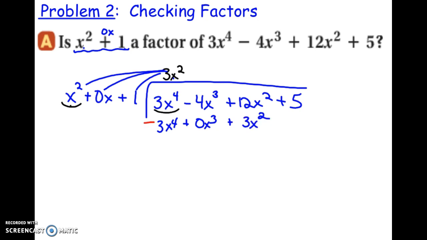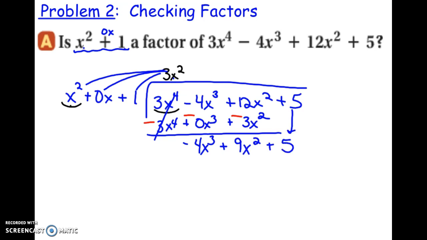And then we change all of the signs on the bottom. That's how we subtract. First terms cancel out. We have negative 4x cubed. Then 12x squared minus 3x is positive 9x squared. Then we bring down the plus 5.